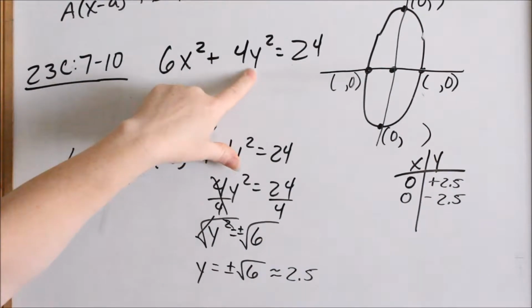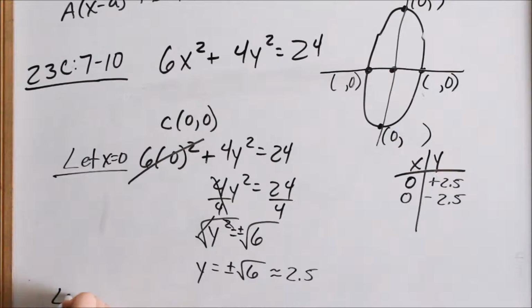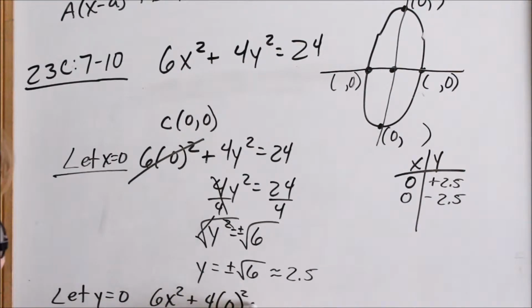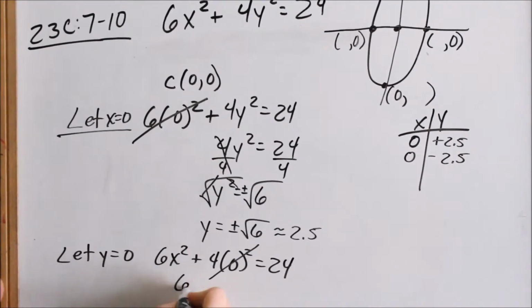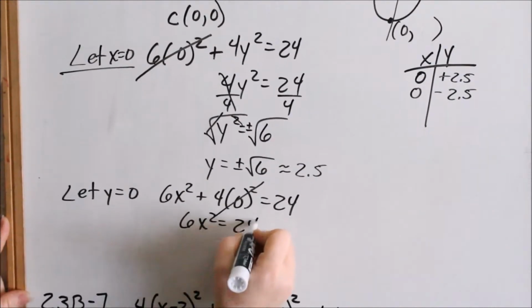Now we want this term to go away. In order for this to go away, y has to be 0. So now we're going to say let y equal 0. So then we have 6x squared plus 4 times 0 equals 24. So when y is 0, 0 squared is 0, and 0 times 4 is 0, so that whole thing goes away. So now we have 6x squared equals 24.